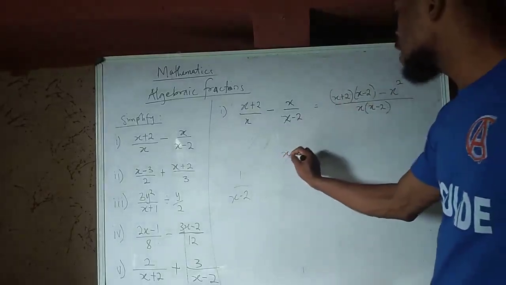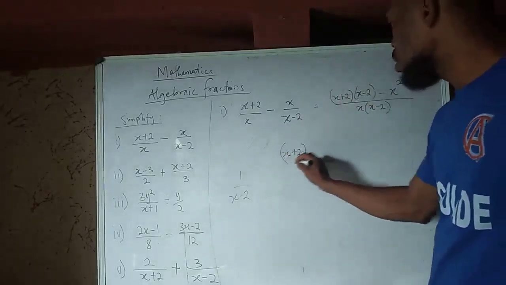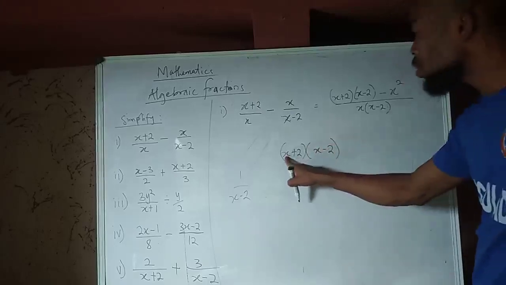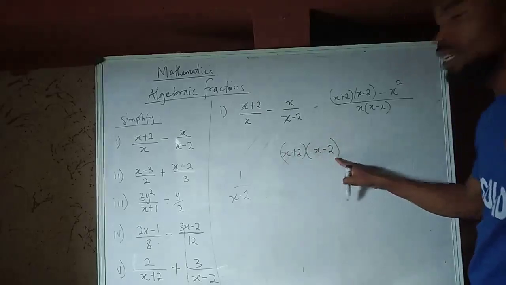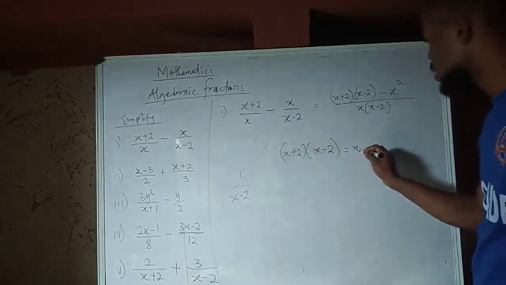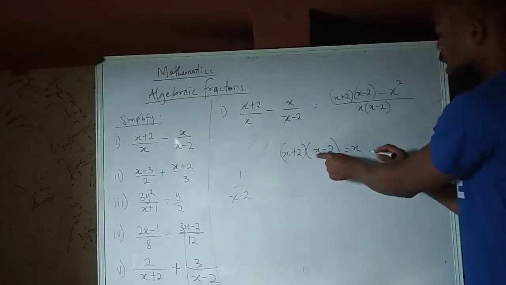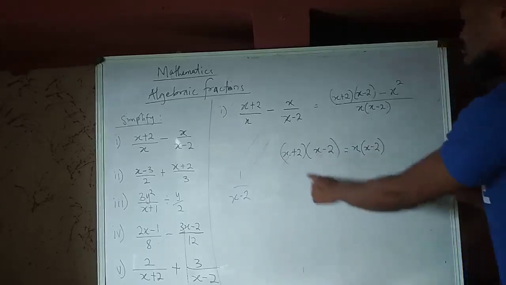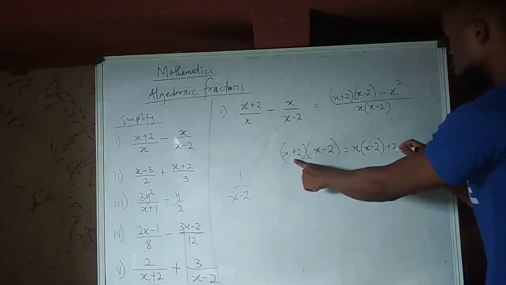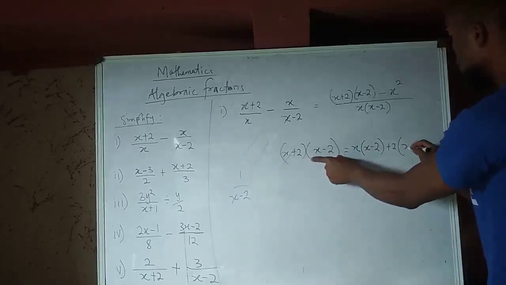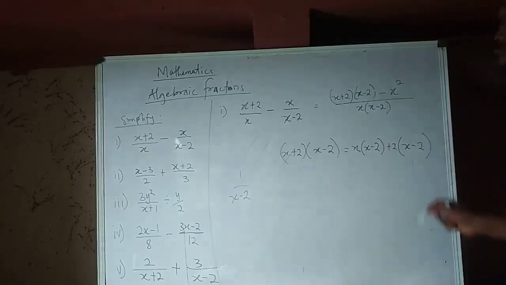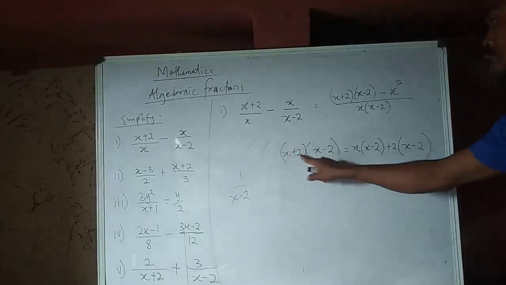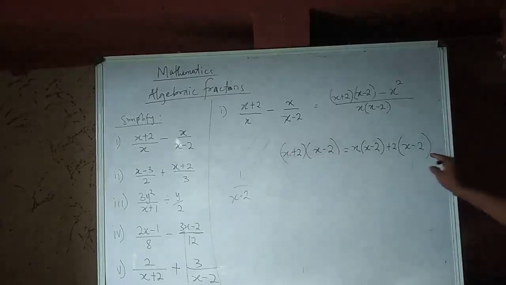So let's say we have x plus 2 multiplying x minus 2. So how do we do this? We are going to use x and multiply everything here, so we are going to have x multiplying everything here, which is x minus 2. Then we are now going to use 2 to multiply everything here, which will give us x minus 2 as well. So I use x, I multiply this, that's what I have here. I use 2, I multiply this, that's what I have here.